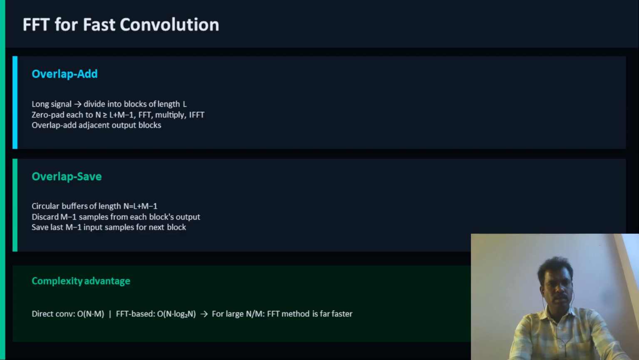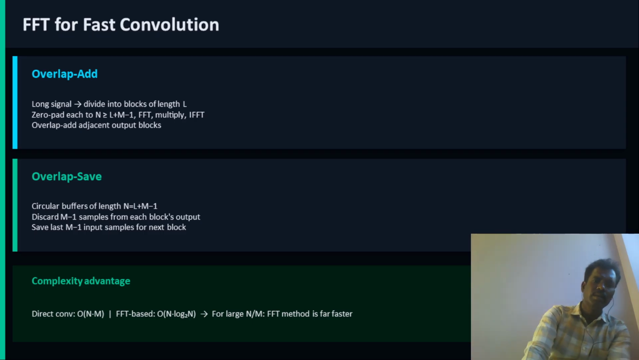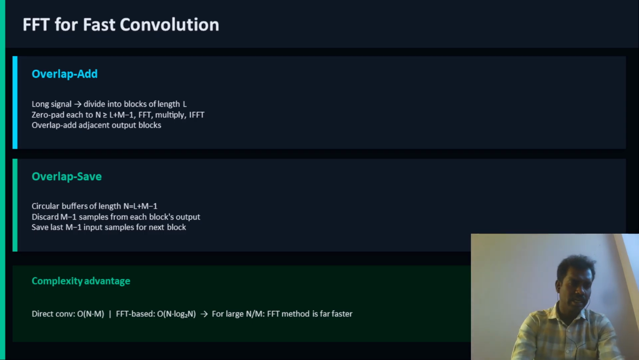Right? So if N is a very high value, we can use two methods called the overlap save method and the overlap add method for finding the response of the systems, but mostly we will calculate it as an FFT algorithm.